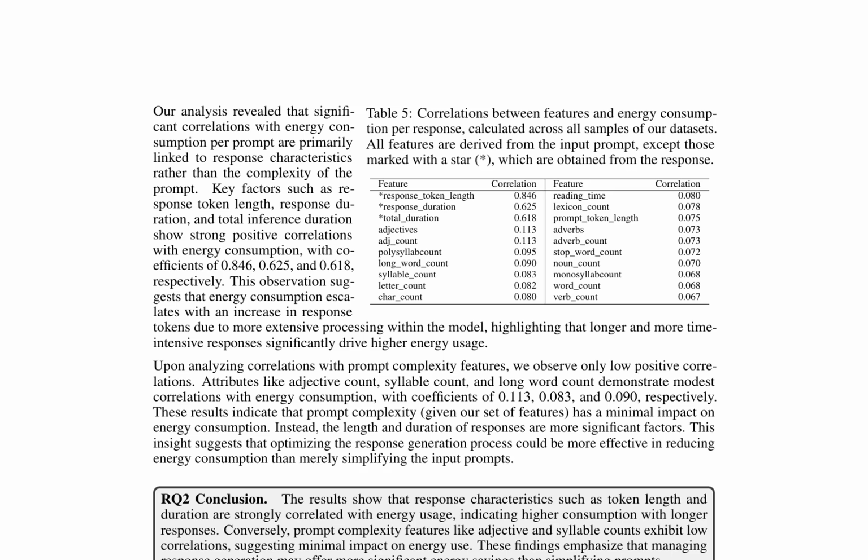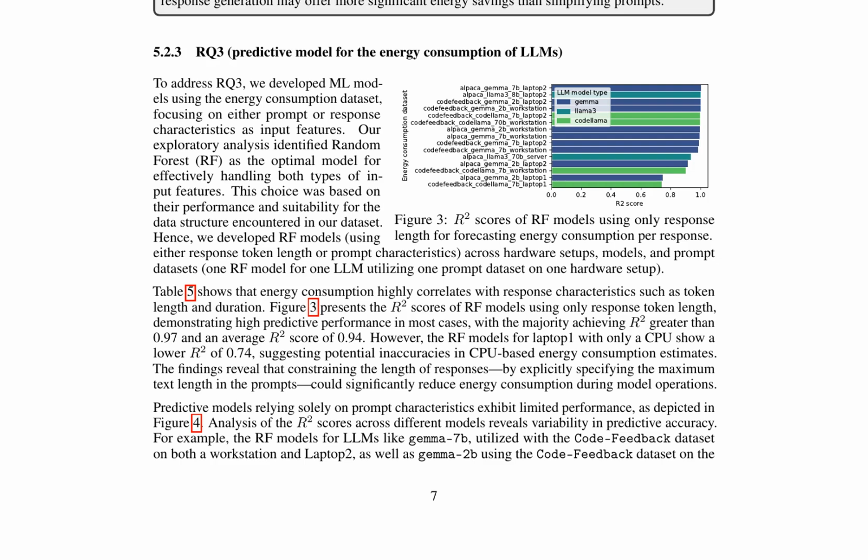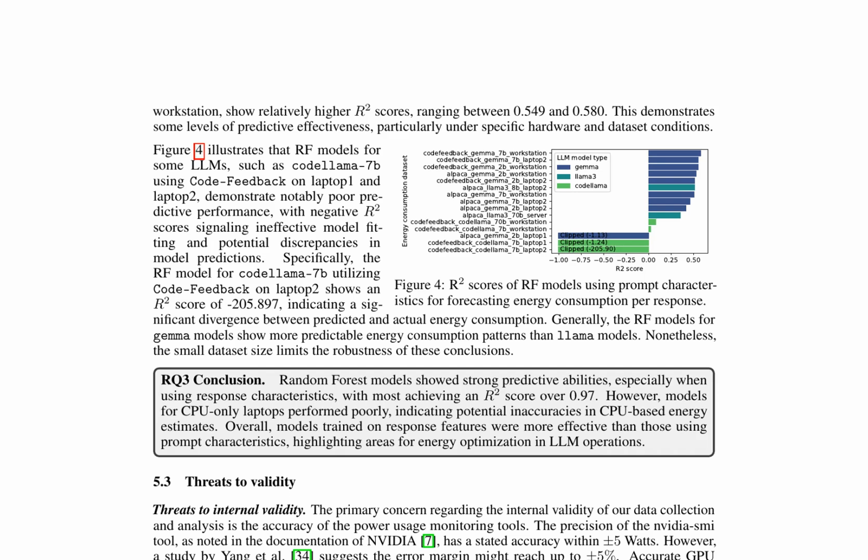To address the research question of predicting energy consumption, the authors developed machine learning models using the energy consumption dataset, focusing on either prompt or response characteristics as input features. Random forest, RF, models were identified as the optimal choice, and their performance was evaluated across various hardware setups, models, and prompt datasets. The RF models using response token length demonstrated high predictive performance, with most achieving an R2 score greater than 0.97. However, models for CPU-only laptops performed poorly, indicating potential inaccuracies in CPU-based energy estimates.